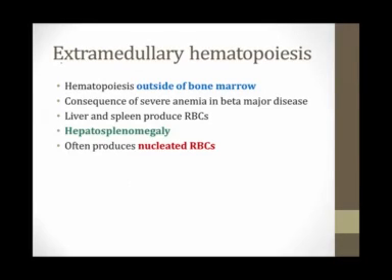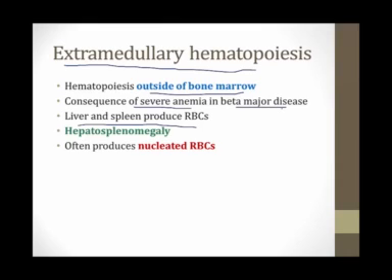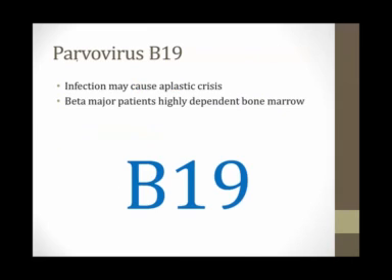And then the last feature of beta thalassemia major is extramedullary hematopoiesis. This is hematopoiesis outside of the bone marrow. So your liver and spleen can produce red blood cells. They don't normally do this, but if the EPO level gets very high in the setting of a severe anemia, they can begin to produce red blood cells. And this is a consequence of severe anemia in beta major disease. So these patients can have hepatosplenomegaly because of extramedullary hematopoiesis, and this often generates nucleated red blood cells, which you can see in the peripheral smear. Patients with beta thalassemia major can get very sick if they develop an infection with parvovirus B19.